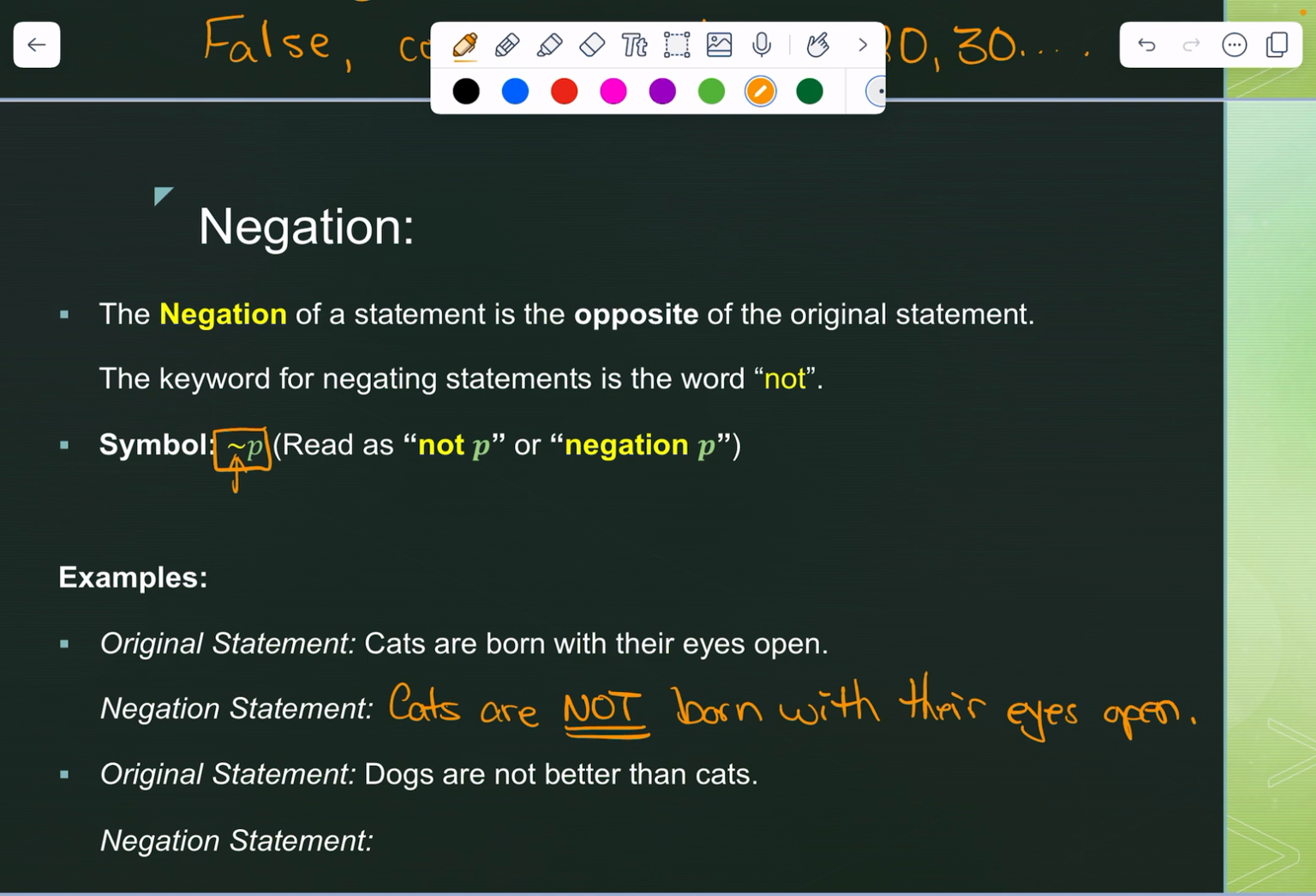Now, the second one says dogs are not better than cats. If I want to write the negation of that, we're actually going to take the not out. So we're going to say dogs are better than cats, because it is the opposite of the original statement. Okay, and that is how we do conditional statements.